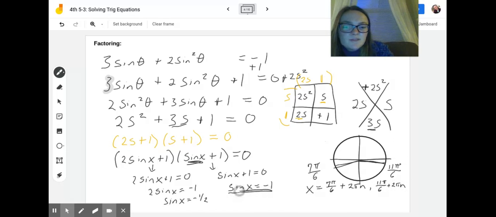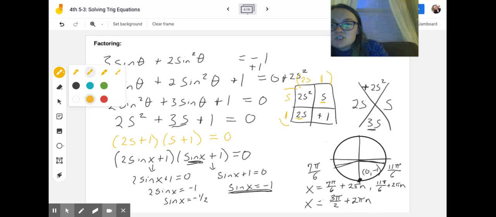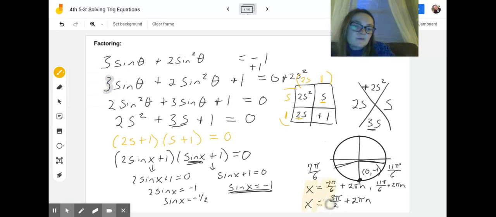And then I just want to know, when does sine of x equal negative 1? Well, sine of x equals negative 1 right here at 3 pi over 2. And we can see that its ordered pair is 0, negative 1. So x is also going to equal 3 pi over 2, plus the period, which is 2 pi n. And so my solutions generically are going to be x is equal to 7 pi over 6, 11 pi over 6, and 3 pi over 2 plus 2 pi n.